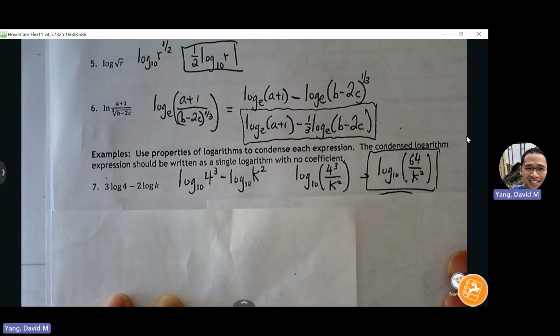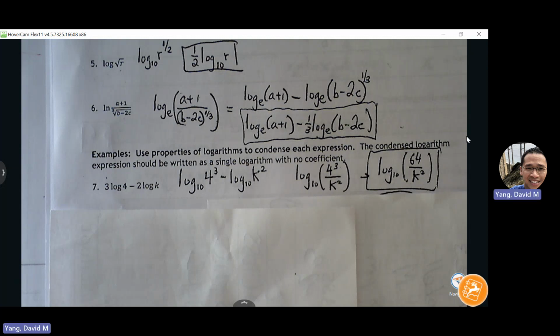Let me go through 7 with you and then have you guys try the rest. So if I have 3 log 4 minus 2 log K, first, if I want to condense it, bring the 3 and the 2 up as exponents. Notice that 4 cubed is part of a positive log, and K squared is part of a negative log. So the 4 cubed goes above, K squared goes below. And if you don't see a subscript under log, it's understood it's base 10.